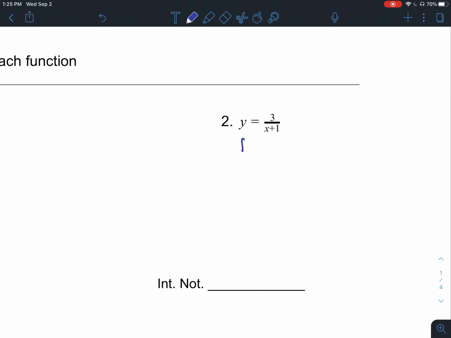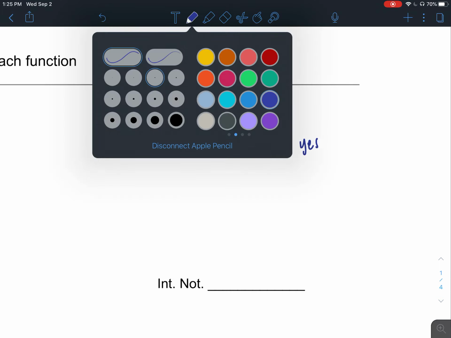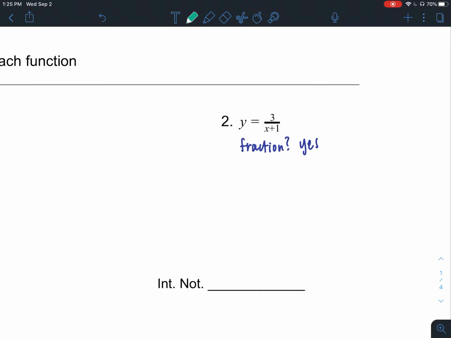All right. So do we have a fraction in this one? Number 2. Yes, we do. So what we're going to do is, that's a pretty color, we're going to set our denominator not equal to 0 and solve. Okay, so subtract 1 from both sides and I get x is not equal to -1.